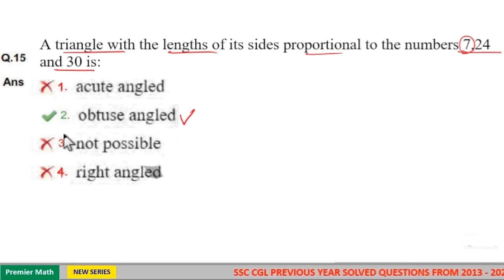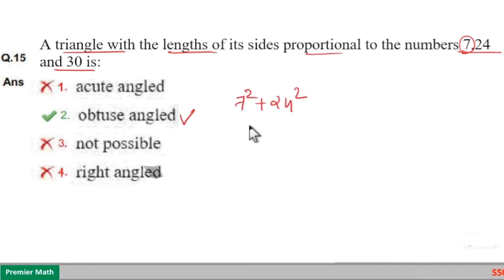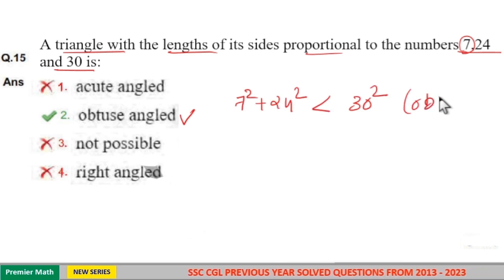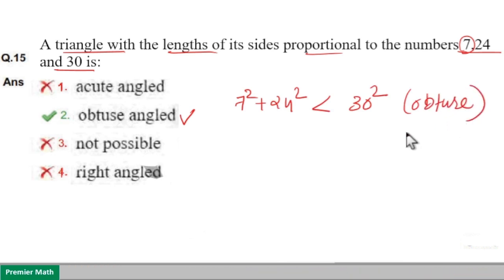Here there is a way to find an obtuse angle triangle. That is, if I take 7 square plus 24 square, the sum of squares of two sides should be less than the square of the third side. Then it's an obtuse angle triangle. That is, here 7 square plus 24 square is less than 30 square.